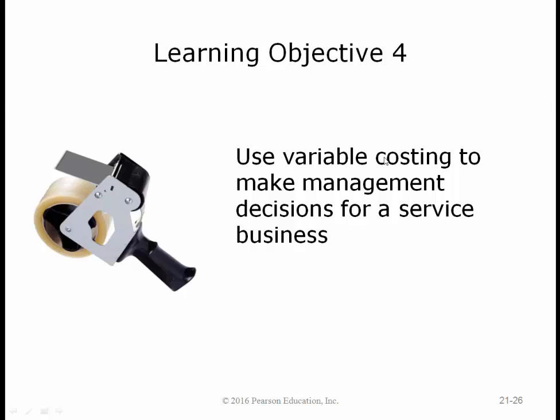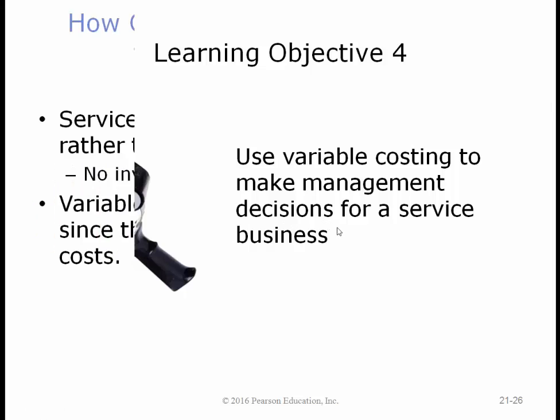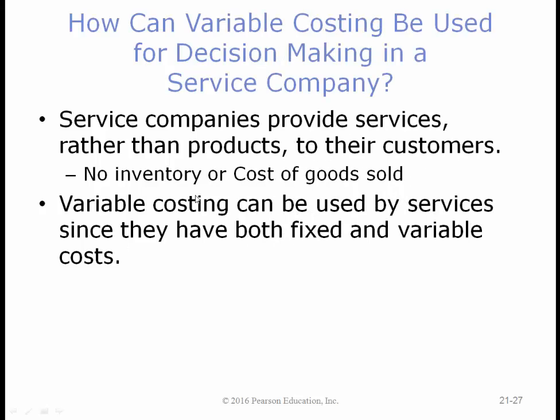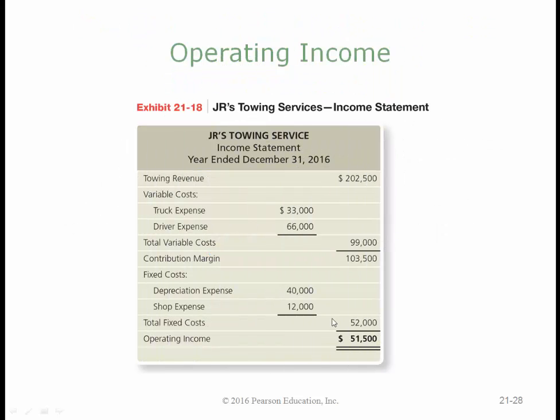The fourth and final objective, using variable cost to make management decisions for a service business. It has the same exact character. The only difference is you don't have any inventory or cost of goods sold. Variable costing can be used by service companies, and they have both fixed and variable components. So here's kind of the same thing, but you really don't have the whole contribution margin. You have a contribution margin still, but it's a little bit different, and it's only a service company. Notice there's no manufacturing costs, it's just expenses.